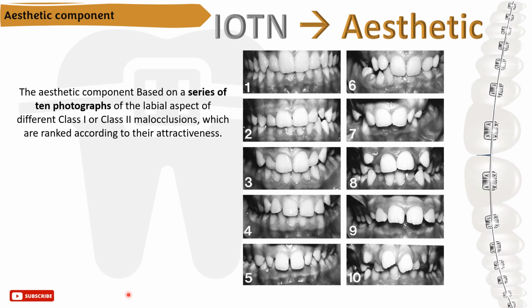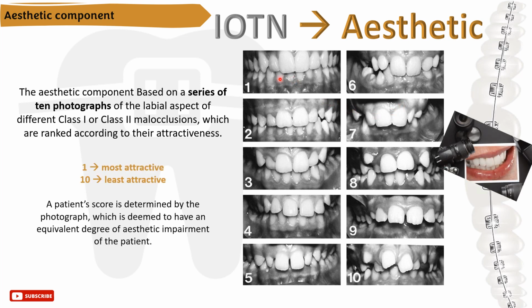Now to the aesthetic component of the Index of Orthodontic Treatment Need. The aesthetic component is based on a series of 10 photographs of the labial aspect of different Class 1 or Class 2 malocclusions, which are ranked according to their attractiveness. Number 1 being the most attractive appearance, and number 10 is the least attractive appearance. A patient's score is determined by the photograph which is deemed to have an equivalent degree of aesthetic impairment of the patient that you can match to the photos.